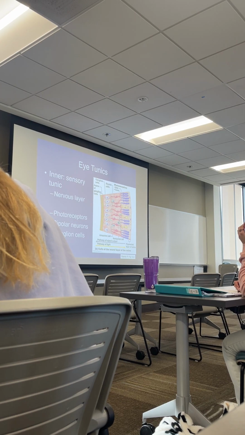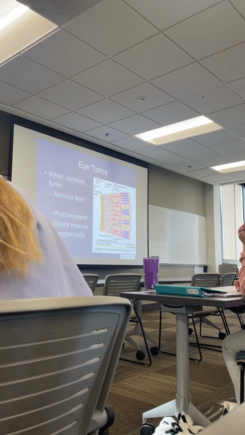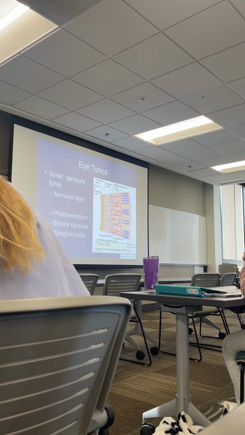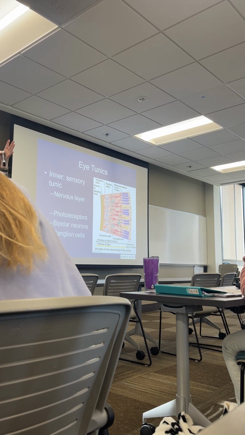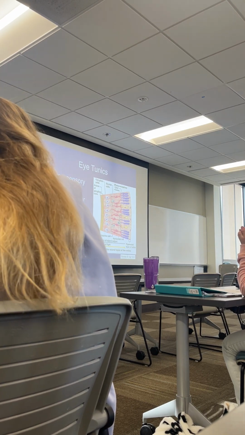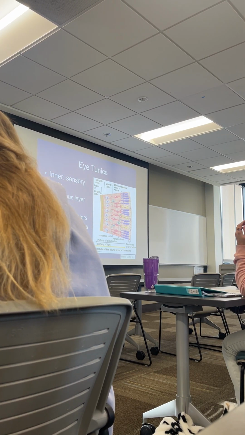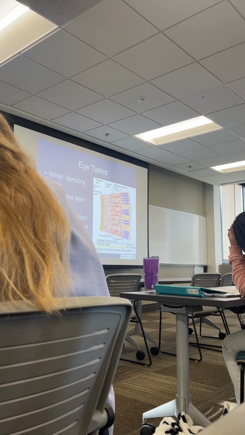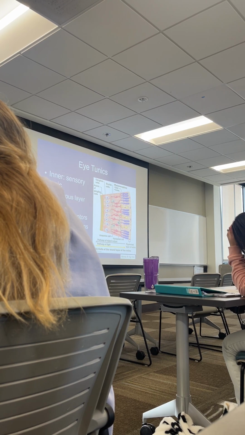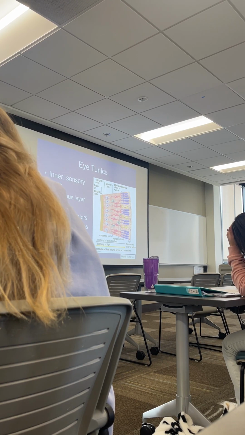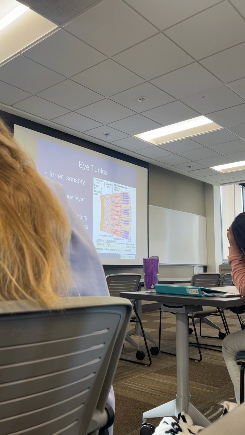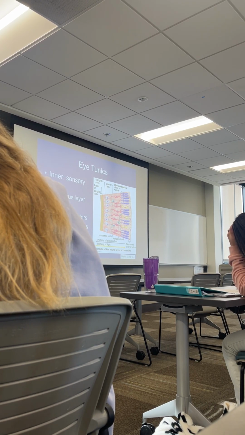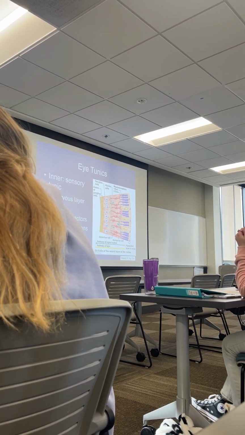Okay. Now, to finish our tour of the tunics, we had the outermost, the fibrous. We had the middle, which was vascular. And now the innermost part, this is kind of the purpose of the eye. This is the sensory. This is where we're going to actually detect light. We're going to absorb it so we can detect it. And the nervous layer is called the retina.